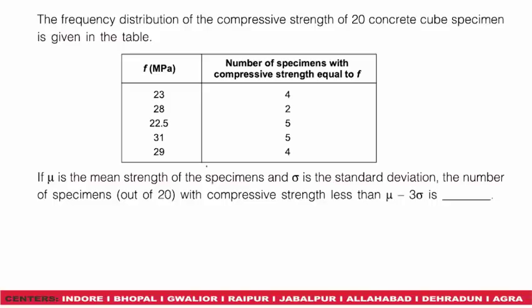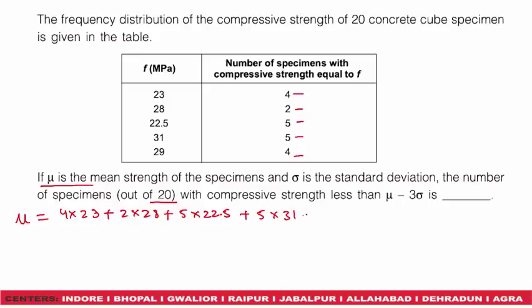Now mu is the mean strength, so mean strength will be equal to the average of all these values. There are total 20 values. So this 4 plus 2 plus 5 plus 5 plus 4 is total 20 specimen. For 4 specimen the value is 23. For another 2 specimen value 28. For 5 specimen value 22.5. For next 5 specimen value 31, and the next 4 specimen 29, and the total number of specimen are 20.